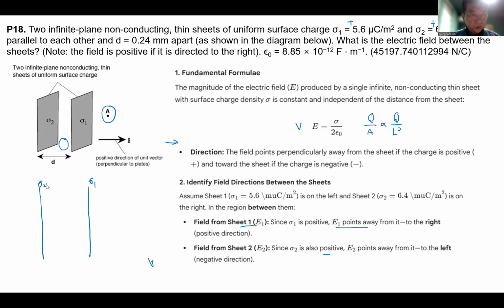So let's assume that this is sigma 1 and sigma 2. Then if I'm here, I would feel that the electric field is in this direction, and sigma 2 will give you this direction. So the key point is that between the two plates, they have opposite directions. That's the key thing. One is right and the other one is left.